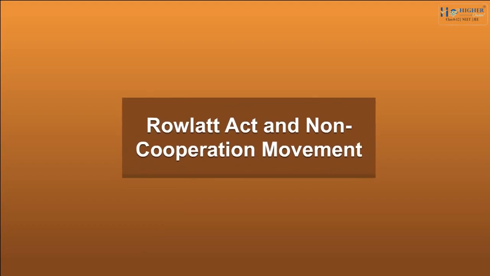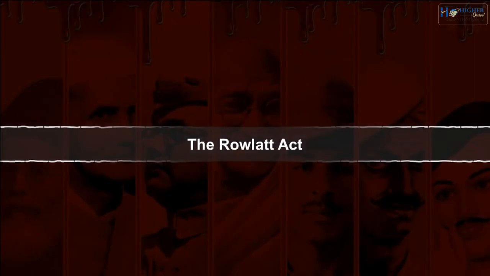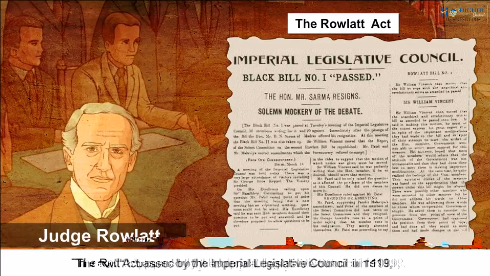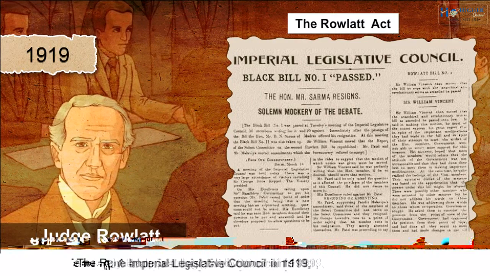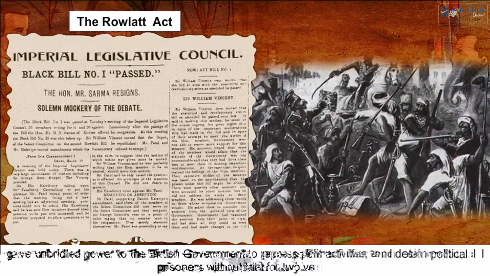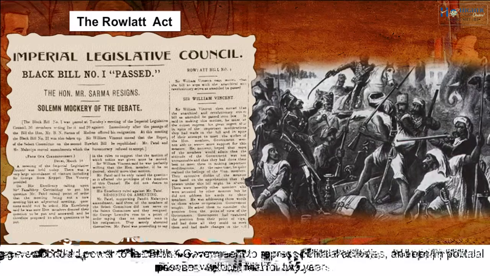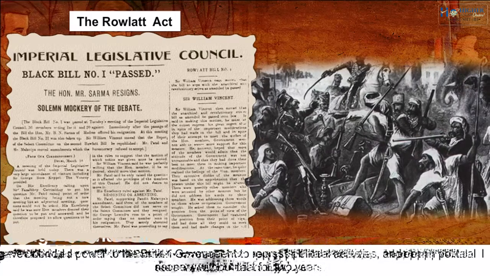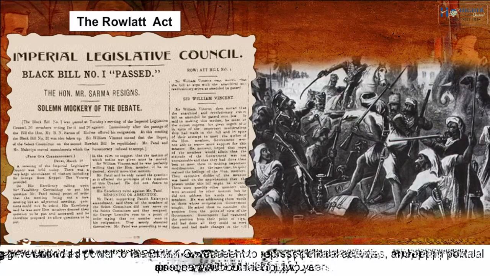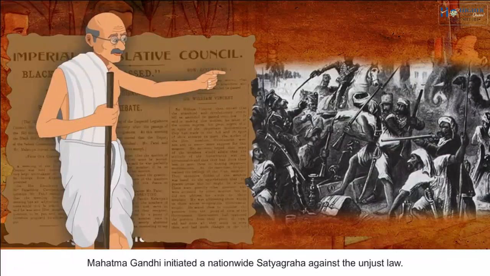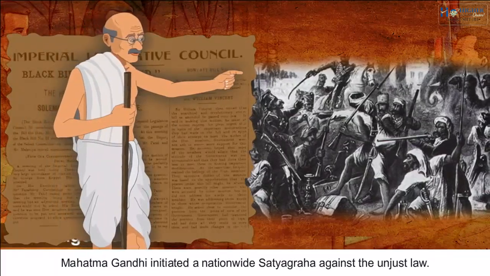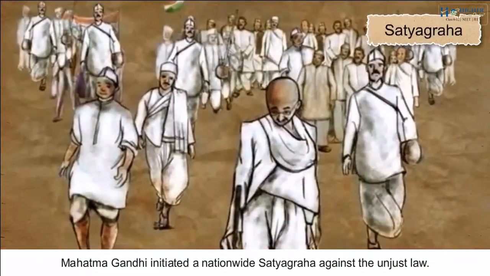Rowlatt Act and Non-Cooperation Movement. The Rowlatt Act. The Rowlatt Act, passed by the Imperial Legislative Council in 1919, gave unbridled power to the British government to repress political activity and detain political prisoners without trial for 2 years. Mahatma Gandhi initiated a nationwide satyagraha against the unjust law.